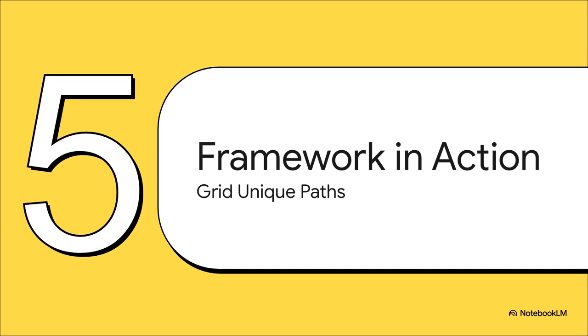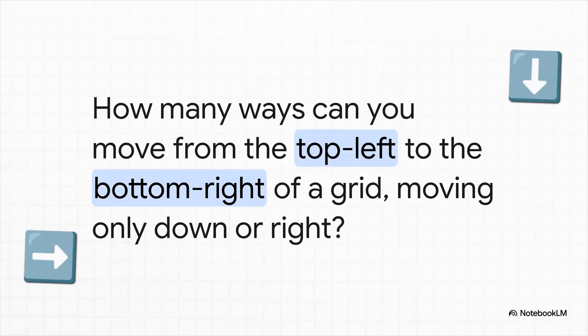Now, I know that can all sound a bit abstract, just a list of words, so let's make it super concrete. We're going to take this exact framework and apply it step by step to a classic, really intuitive problem. So here's the problem. Imagine you're on a grid. You start in the top left corner and you want to get to the bottom right corner. The catch? You can only move down or right. The question is, how many different unique paths can you take to get there?